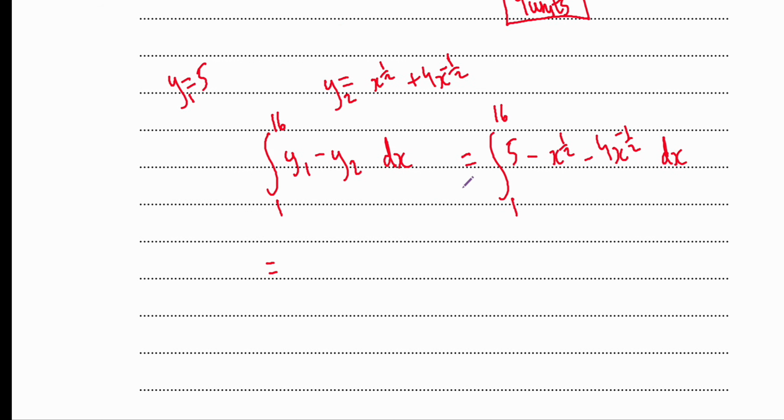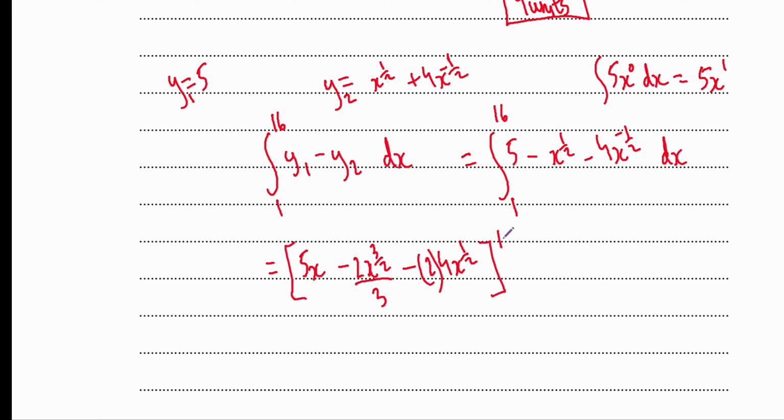So we get the integral of 5 is just 5 times x, because this is 5x to the power 0 basically. So when you integrate this, you get 0 plus 1 is 1. So you have 5x to the 1 divided by 1, which is just 5. So 5x to the 1, which is 5x, minus x to the power 3 over 2 divided by 3 over 2 becomes 2 over 3, minus 4x to the half dividing by a half is times 2. And then this is all between 16 and 1.